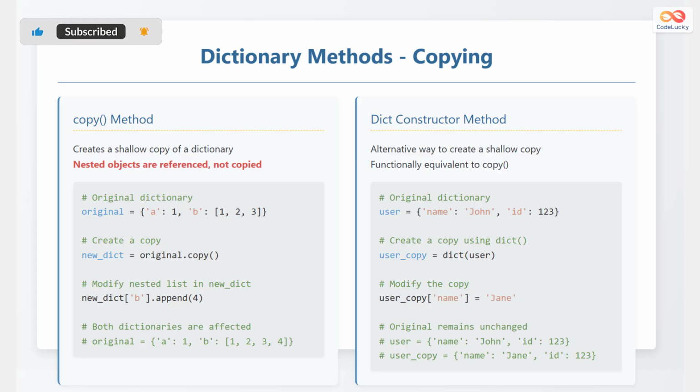In the example on the left-hand side, we have the original dictionary, which has a key b, which has a list as a value. When we modify the list using the new dictionary, the original dictionary gets affected. In the example on the right, we create the copy of the user dictionary using the dict constructor. In this case, changing the name in user copy does not change the name in the user dictionary.